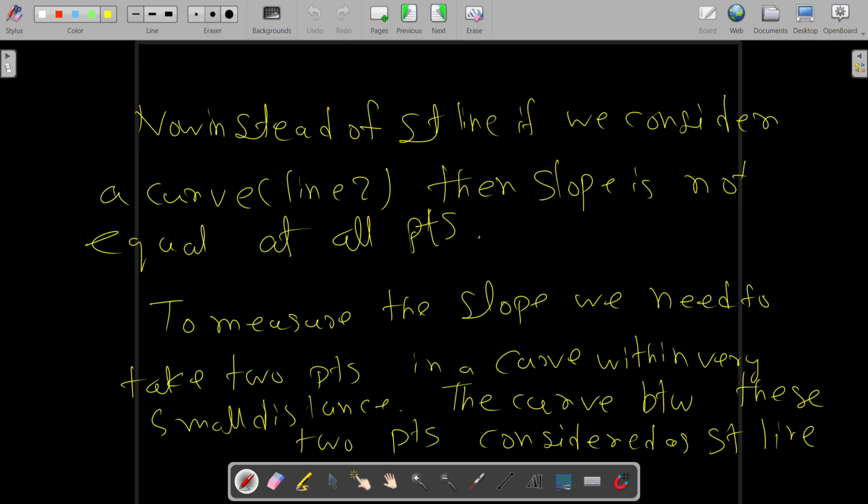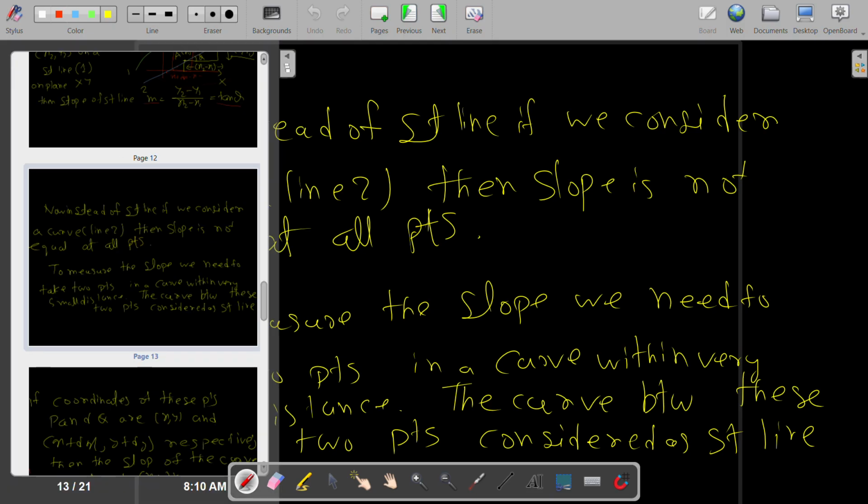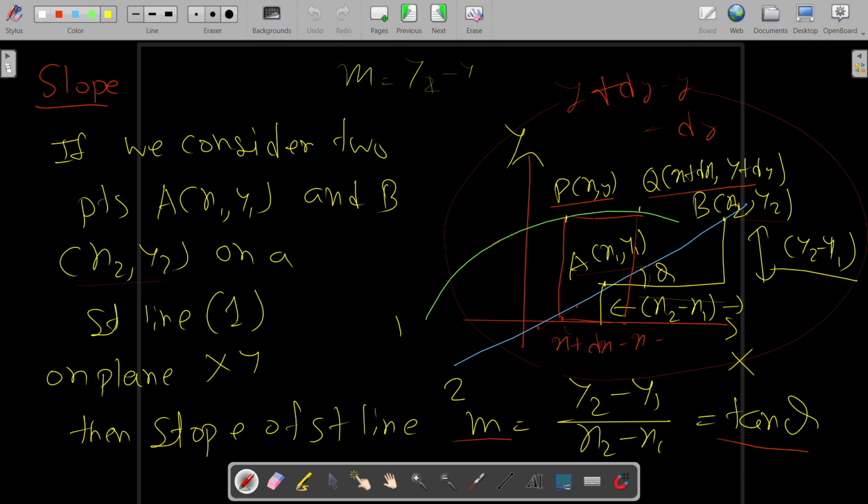Now instead of a straight line, if we consider a curve, the slope is not constant. I have already told you. This means we need to measure the slope by taking 2 points within a very small distance on the curve between these 2 points. Now say we are taking these 2 points on the curve, P(x, y) and Q(x plus del x, y plus del y). Basically we are taking points at a very small distance, so x plus del x has a very small change in x, or increment in x, and del y is a very small change in y, or increment in y.